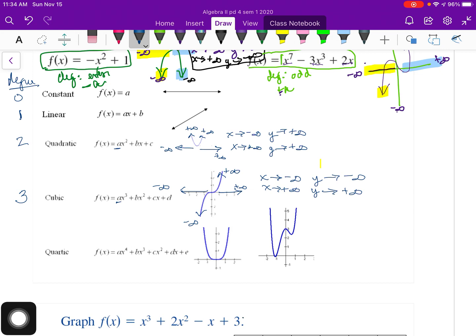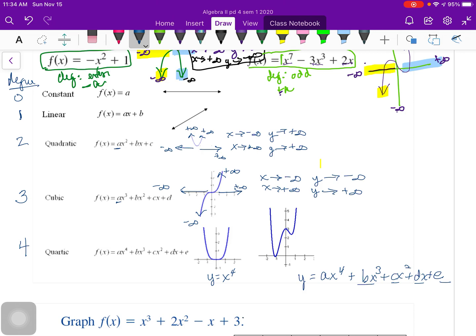And then last, I have my 4th degree, which is a quartic. Quartics, if this was y equals x to the 4th, that would be a quartic. Since this has more hills and valleys, more turns, this is ax to the 4th plus bx cubed plus cx squared plus dx plus e. It has more turns, so it will have more terms.